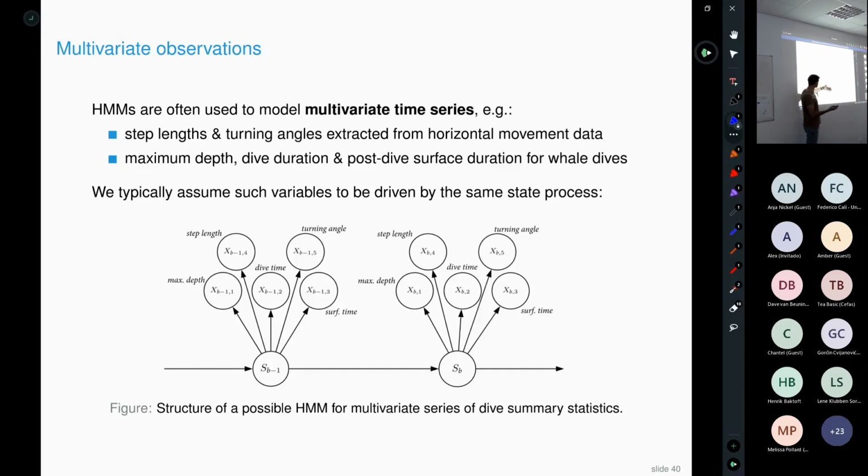So we have the first dive of the seal, 5 summary statistics on that dive. Then we have the next dive, again, 5 summary statistics on that dive. The more information, the better, right? We want to infer the behavior of the animal.